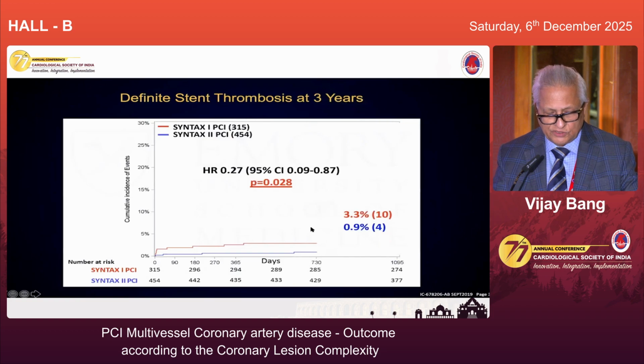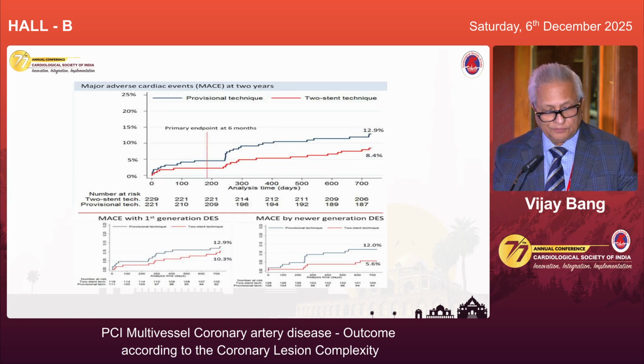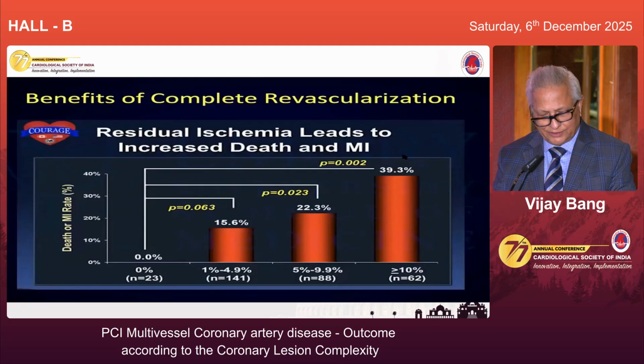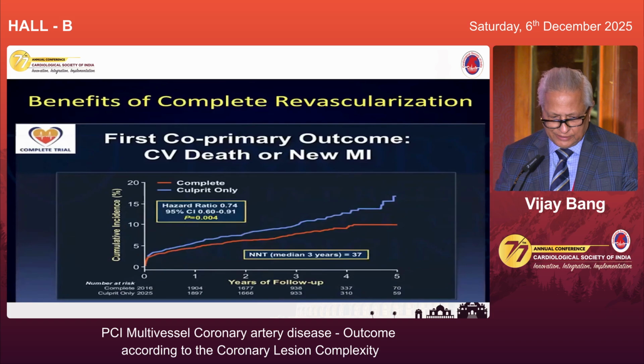Similarly, MI, you can see thrombosis rate also is less than 1%. In addition, if you use 2 stents versus 1 stent in a patient who's got also a bifurcation lesion in multivessel disease, clearly the new generation stents are far better. And doing complete revascularization provides 0% residual SYNTAX score, excellent 0% death rate. But as the residual SYNTAX score increases to 10%, the death rate also increases significantly.